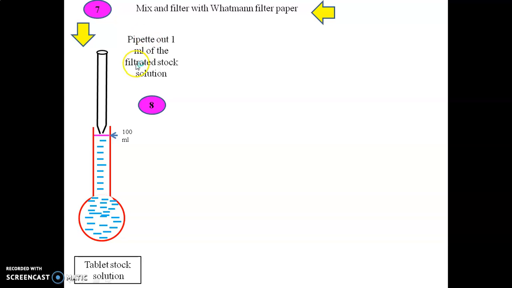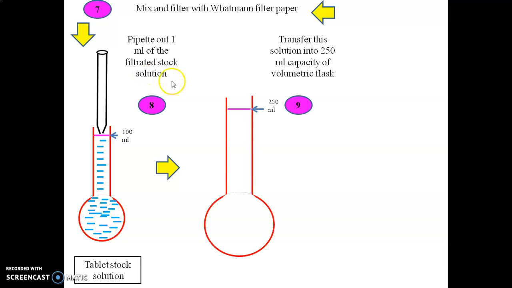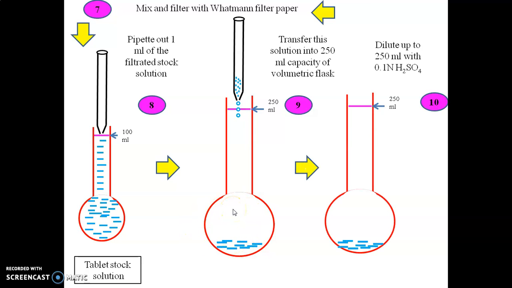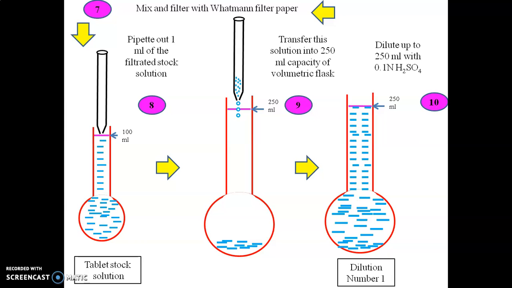Pipette out 1 ml of the filtered tablet stock solution and transfer into a 250 ml volumetric flask and dilute the solution up to 250 ml with 0.1 normal H2SO4 solution. This is dilution number 1. Label the volumetric flask to avoid any confusion.